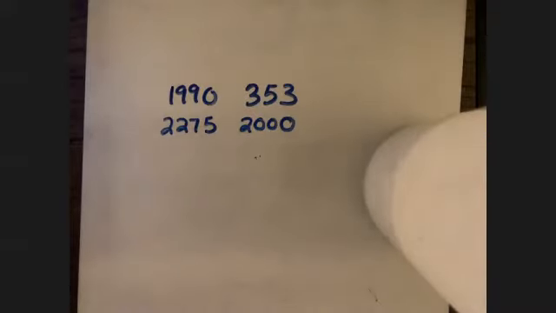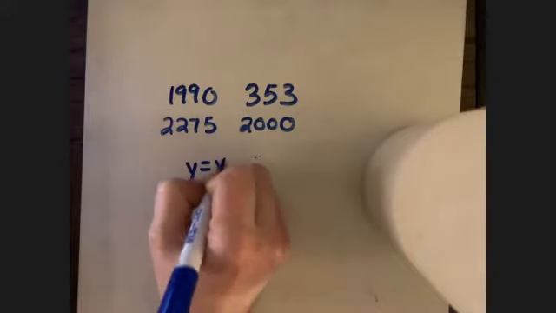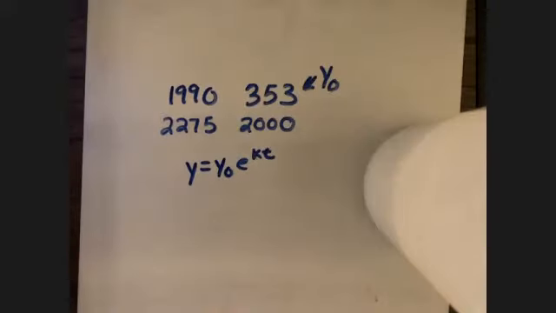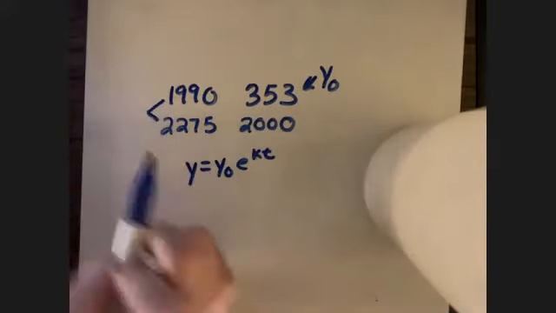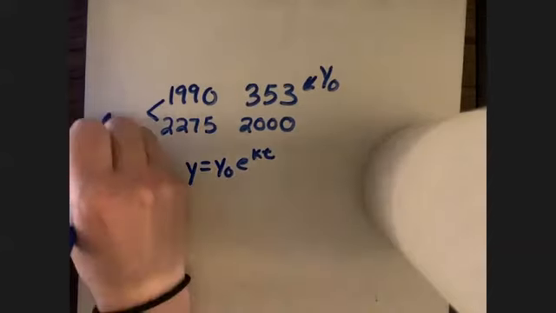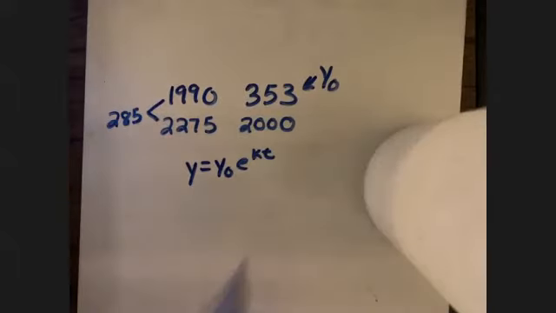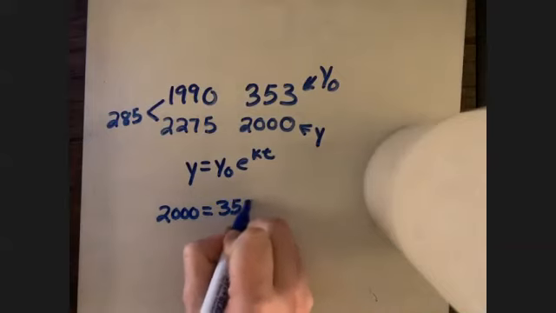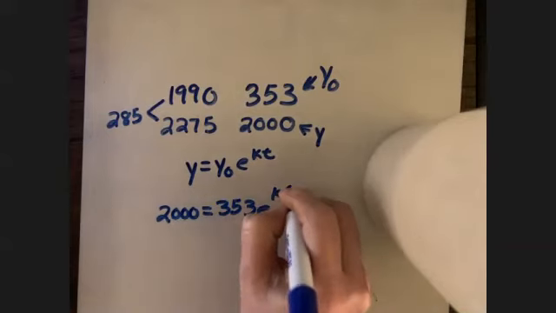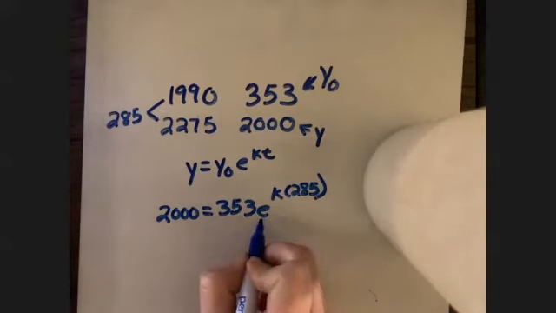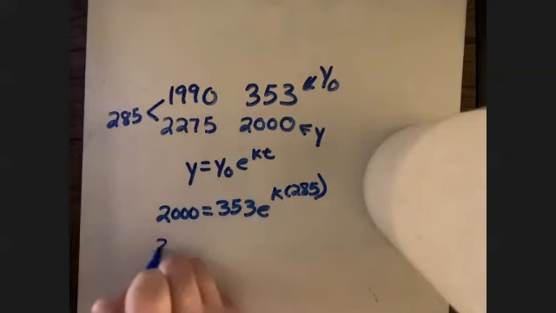So the way that we do this is using our y equals y naught e to the kt. This is going to be y naught, your starter value. Now, from here to here is 285. That's going to be t. And for purposes of the starter example, this is y. So I've got 2,000 equals 353 e to the k times 285. Okay, so we're going to divide the 353 off.